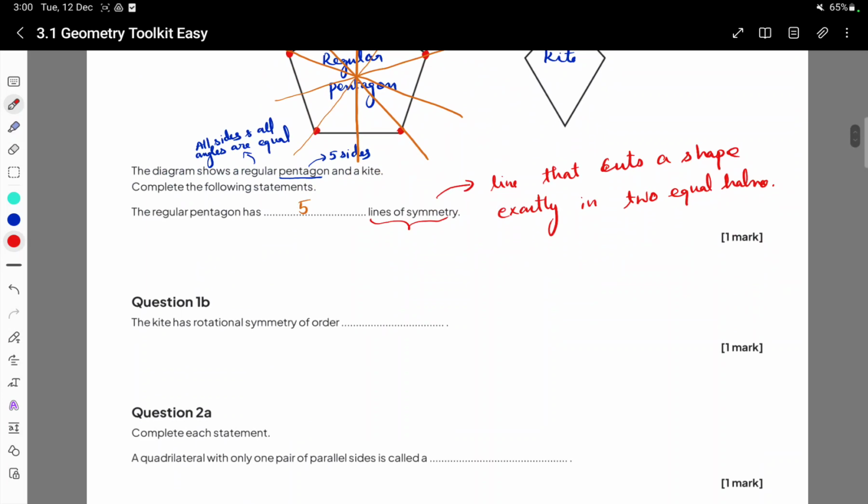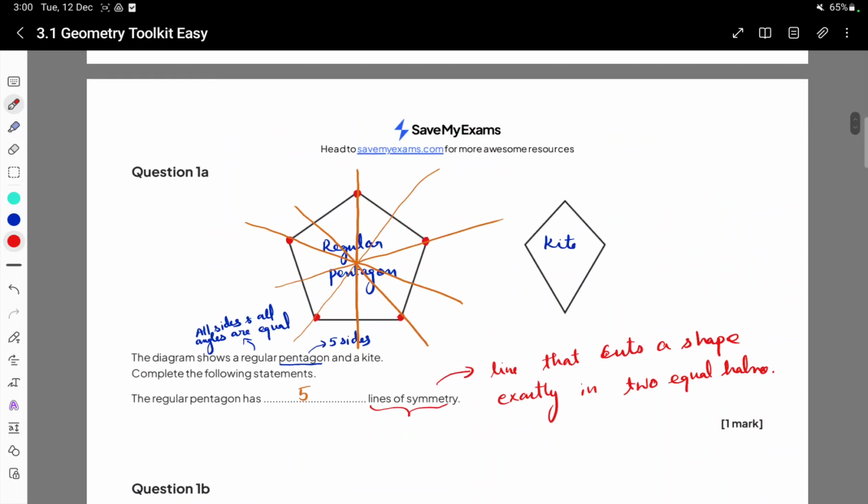Okay, so now coming to the second question. See here, this is also a quadrilateral. I cannot say 4 lines of symmetry here since it is not regular.